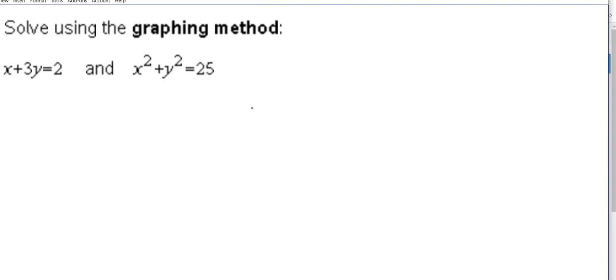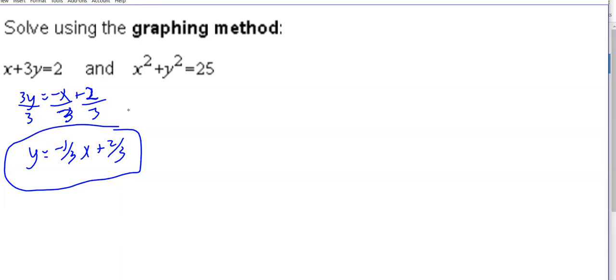So use the graphing method. The graphing method is to solve for y and graph these. So we're going to solve this for y. We get 3y equals -x plus 2. Divide by 3, divide by 3. You get y equals -1/3 x plus 2/3.